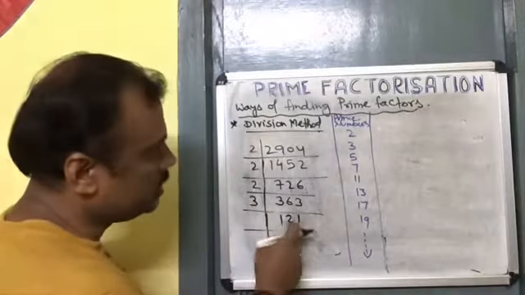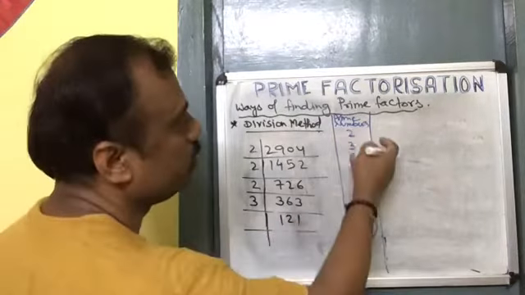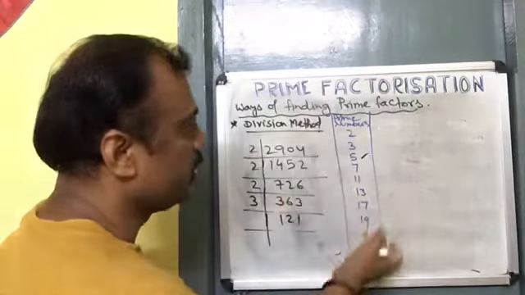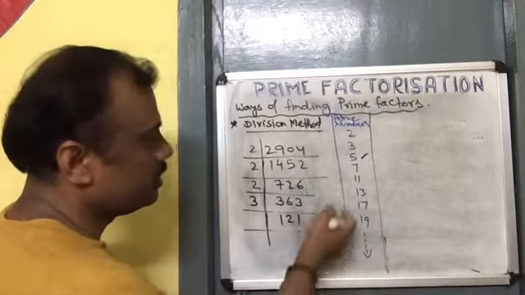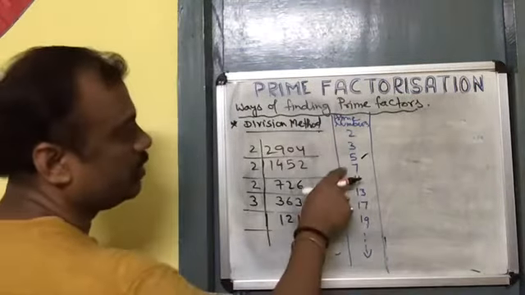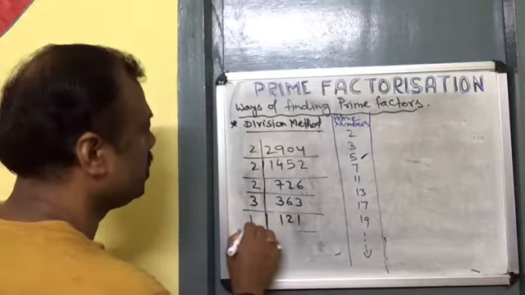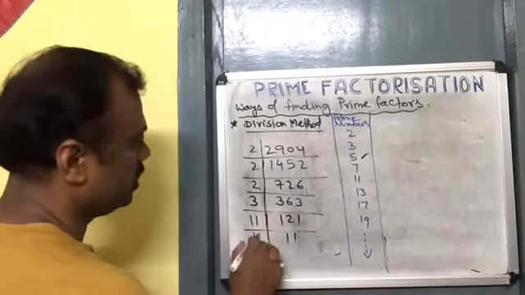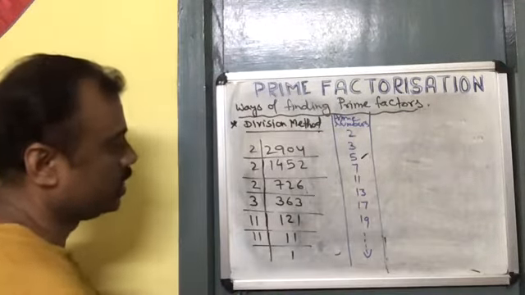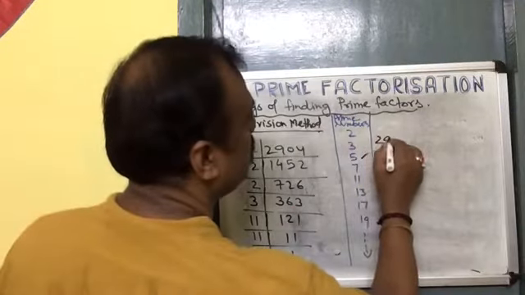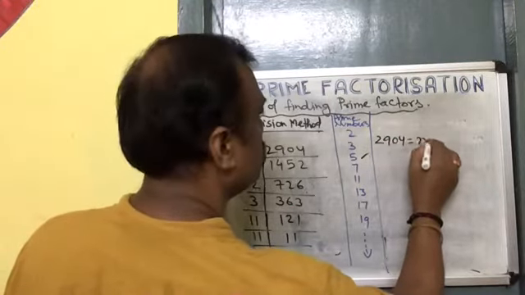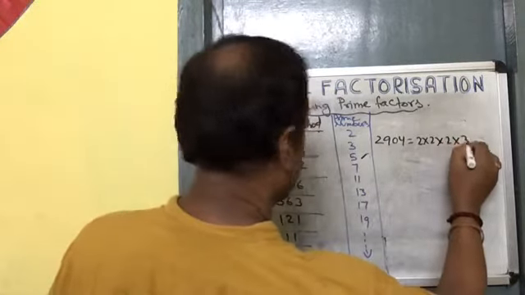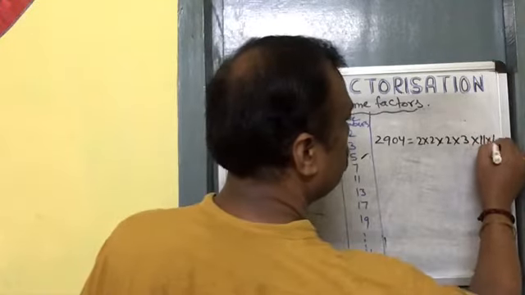Since this number is also not divisible by 3, so we will go to the next number, that is 5. This number is not divisible by 5. Then in the same way we will check for others. Now for 7, it is also not divisible by 7. It will be divisible by 11. 11 1s are 11. So we got the prime factors of 2904 as 2 into 2 into 2 into 3 into 11 into 11.